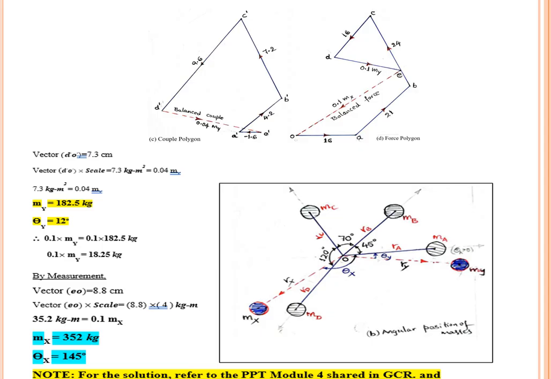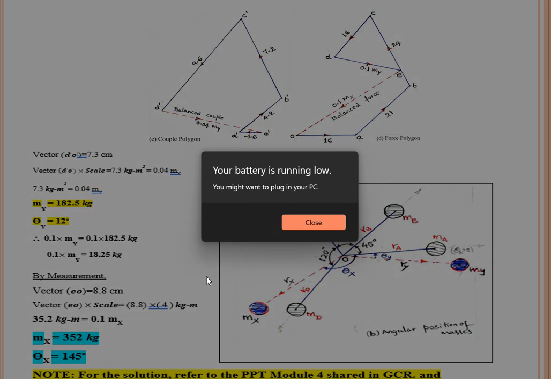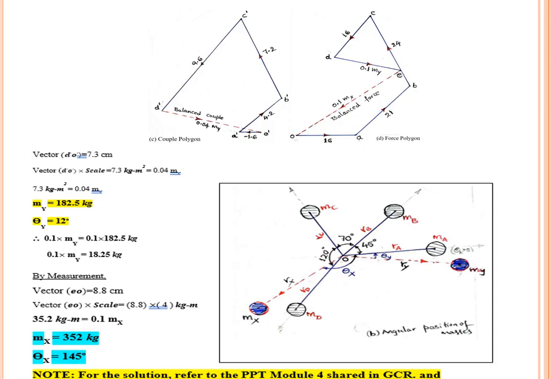So like this you will be able to find out the required mass my. In the force polygon, vector OA is 16, 21, 24 and 16. So if you take 0.1 of mx and measure the distance, you will get 352 kg, and the orientation is 145 degrees. So like this, you will be able to solve the problem.